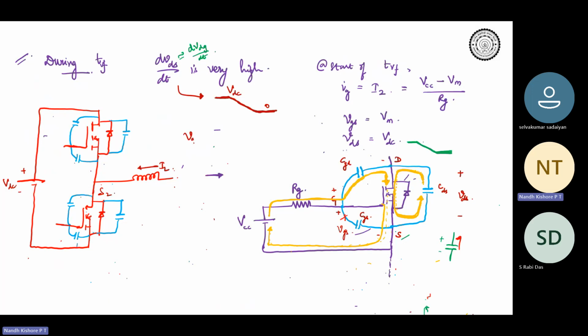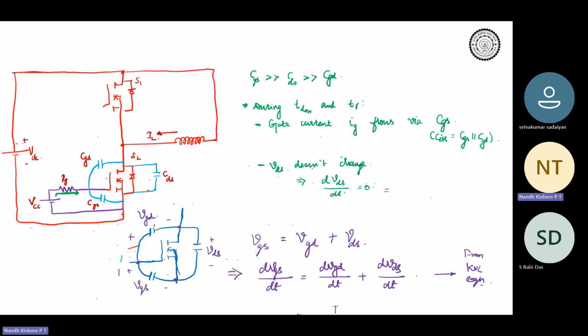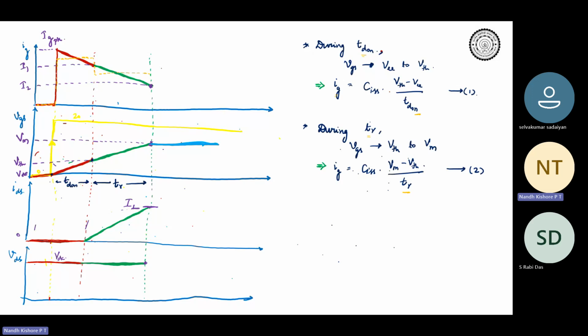So VGS of t remains at Vm during the voltage period. Okay, is this fine? Do you understand this, both of you? Yes, sir. Okay. So that is why we say that the gate source voltage is remaining at V Miller.